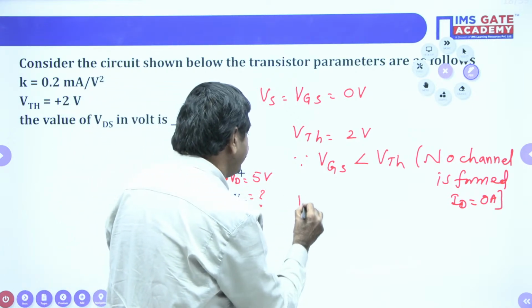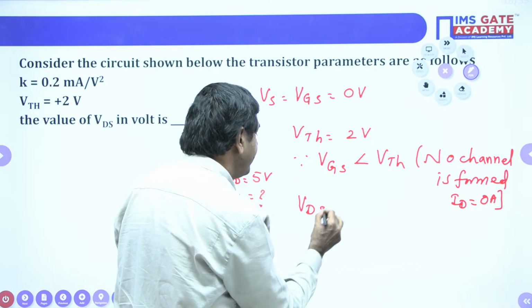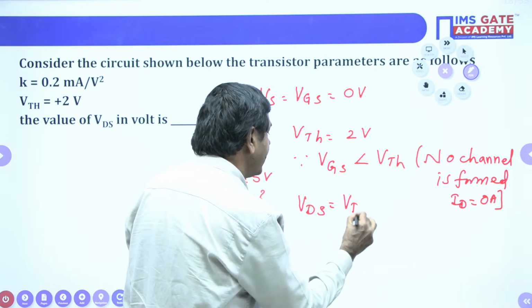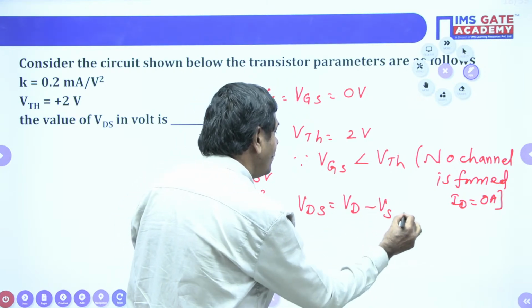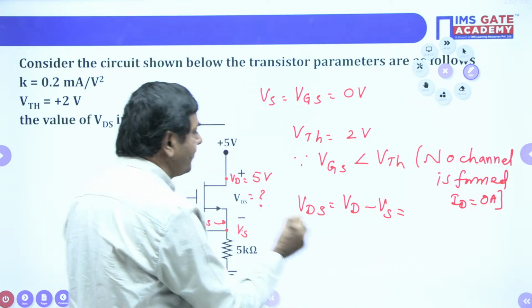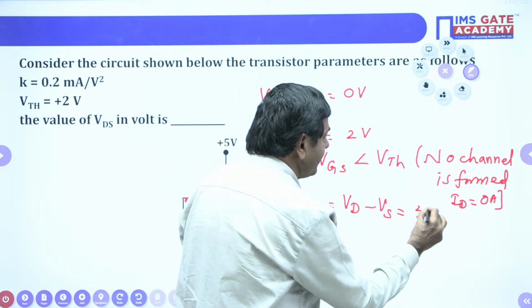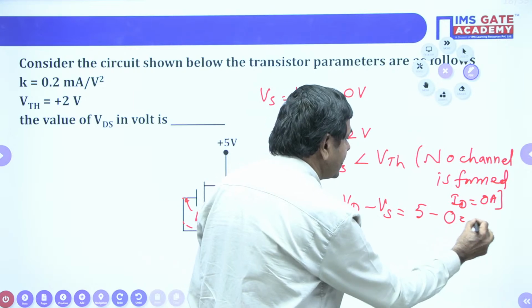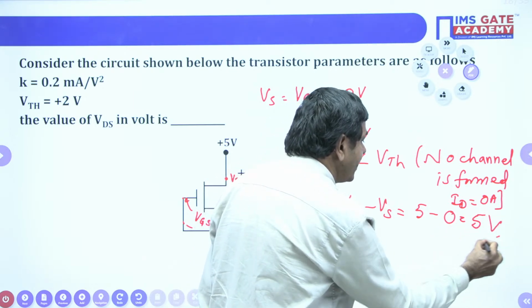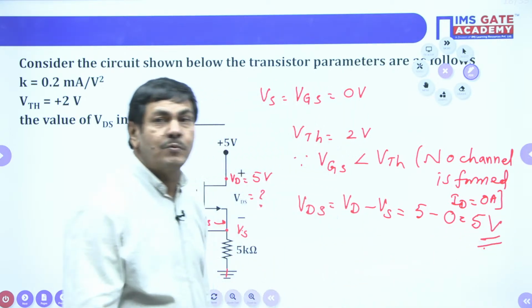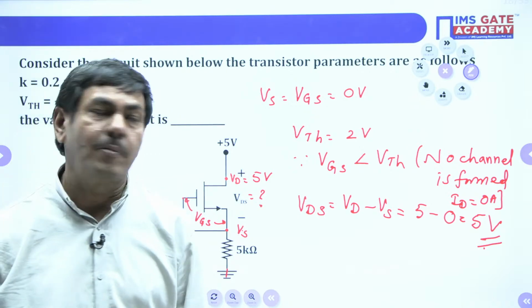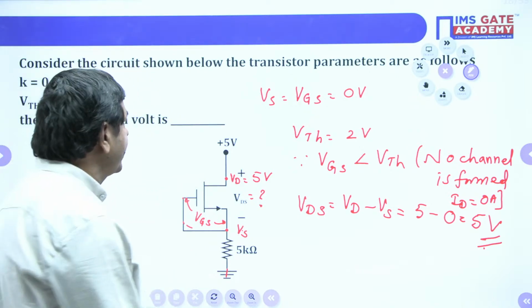What is VDS? I can write VDS is VD minus VS. What is VD, sir? VD is 5 volts. What about VS, sir? VS is 0 voltage. Finally, we are getting 5 volts as the answer. So the output voltage available from this problem is 5 volts only.